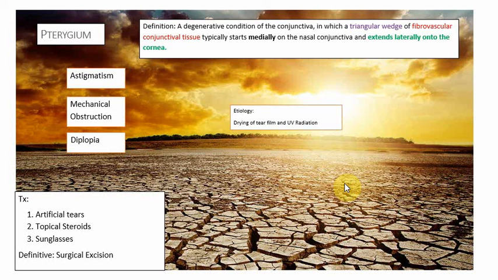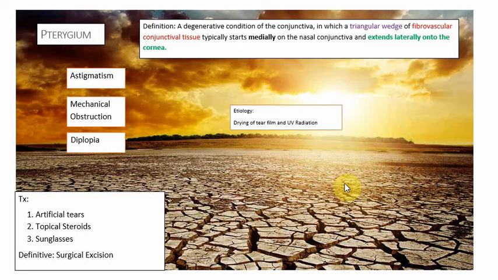So today we'll be talking about a very important topic, which is pterygium. So what exactly is pterygium? Pterygium can be defined as a degenerative condition of the conjunctiva in which a triangular wedge of fibrovascular conjunctival tissue typically starts medially on the nasal conjunctiva and extends laterally onto the cornea. So this is a very comprehensive definition.